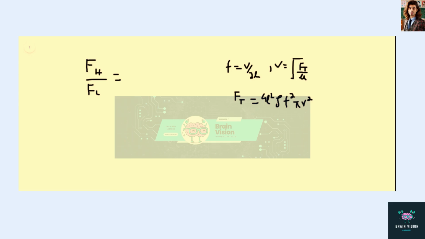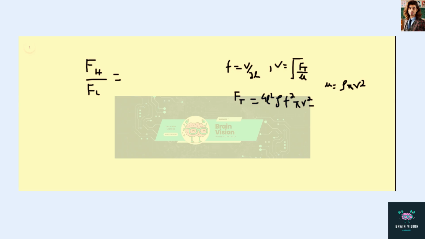We can write mu, which is a linear mass density, as density times the cross-sectional area, which is pi R squared. So this is the value of mu in terms of density and cross-sectional area. So we plug this value here and then solve for F_T. Then we got this formula.